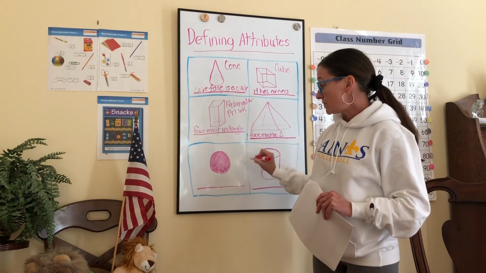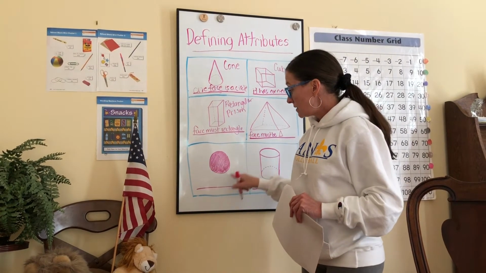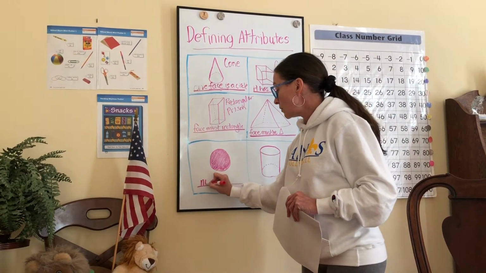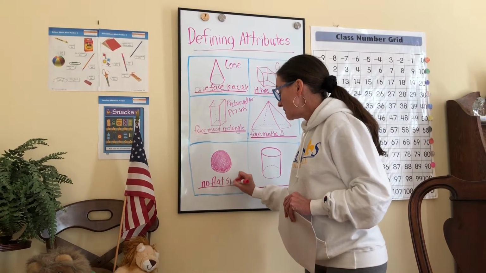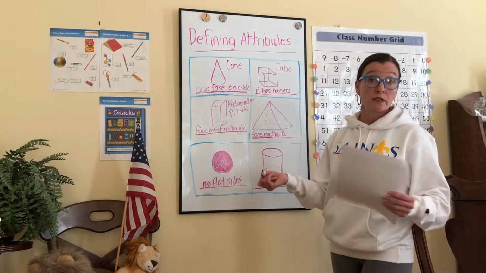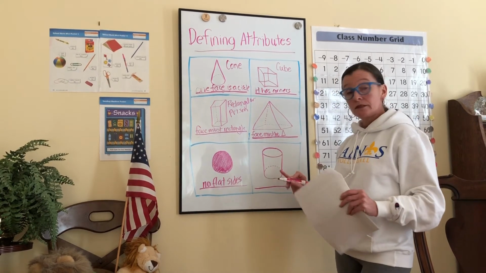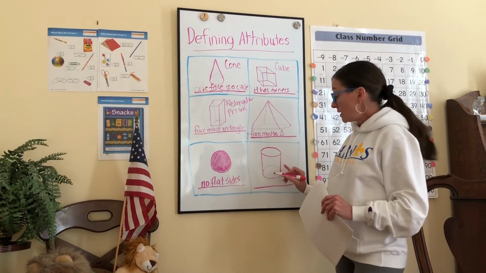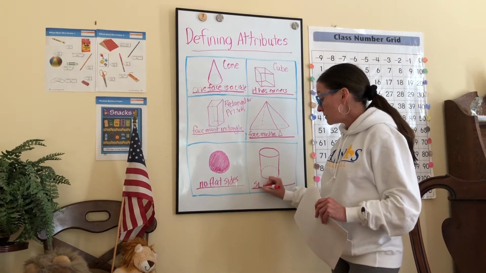So this is our sphere, and I gave that example at the beginning of this lesson, and it has no flat sides. That would be a defining attribute of all spheres, or it can't be a sphere, plain and simple. And finally, we have our cylinder, okay, and the sides are curved.